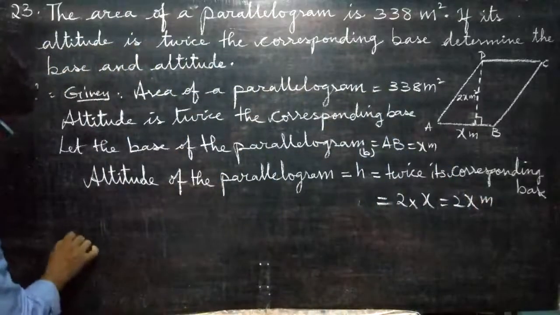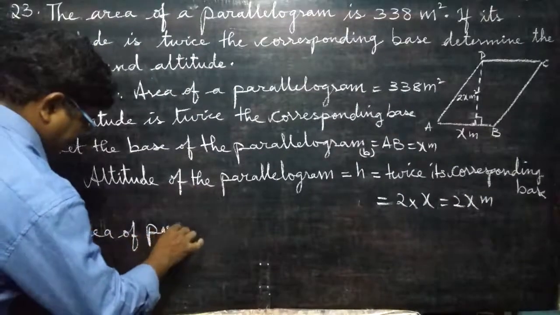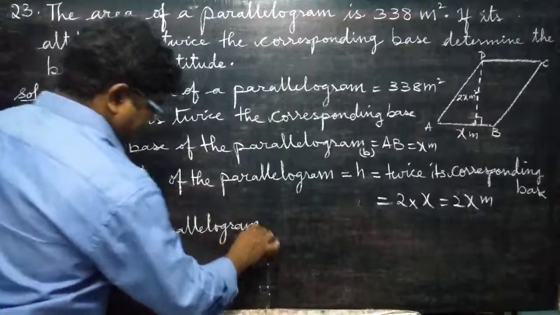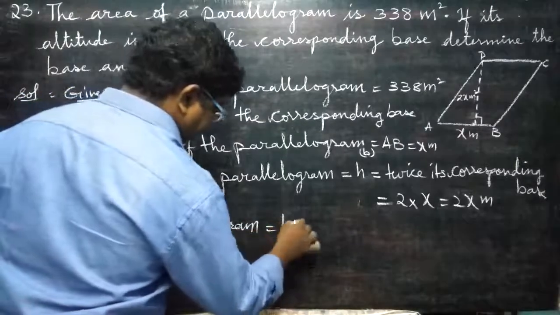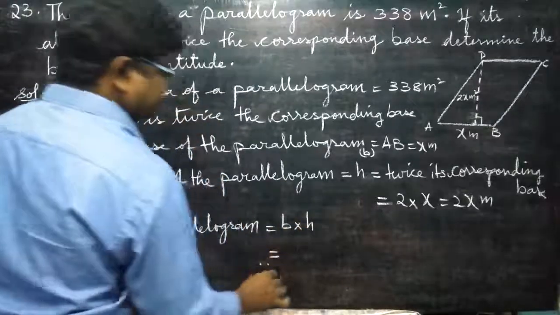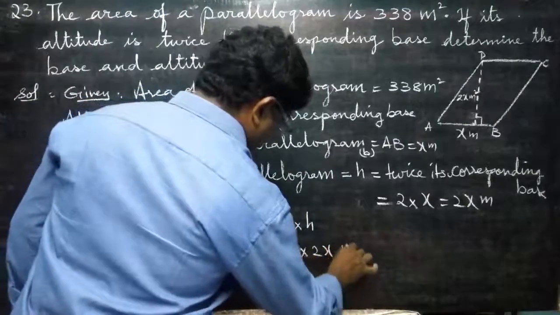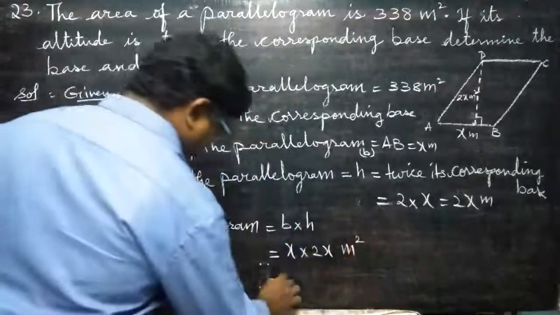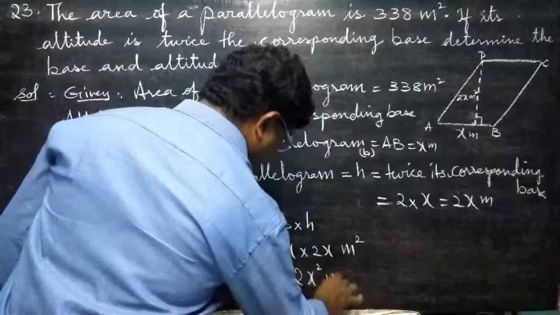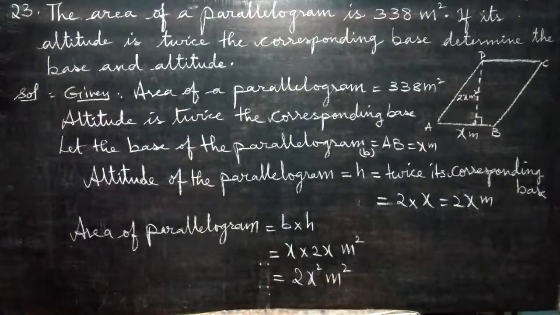Now area of a parallelogram formula. What is the formula for area of a parallelogram? Base into height, or we can write as BH. Base how much? x. Height how much? 2x. Meter into meter, meter square. That is equal to 2x square meter square. So now we will compare both.